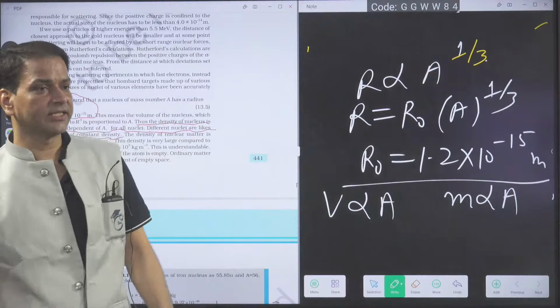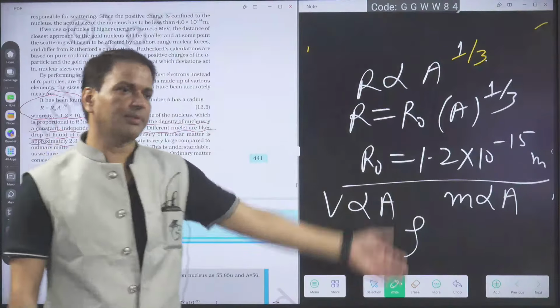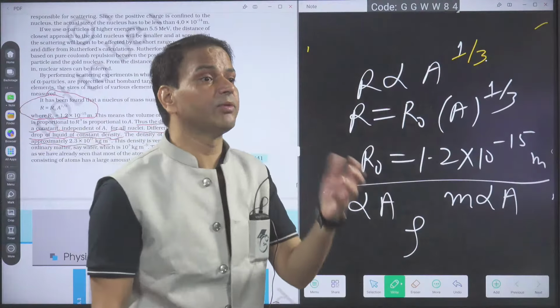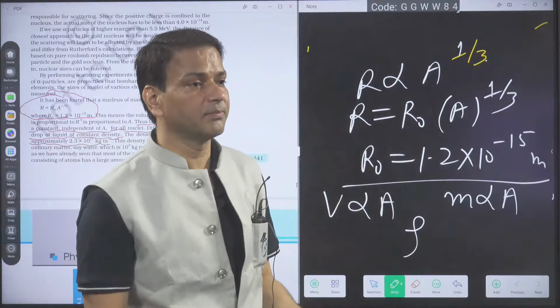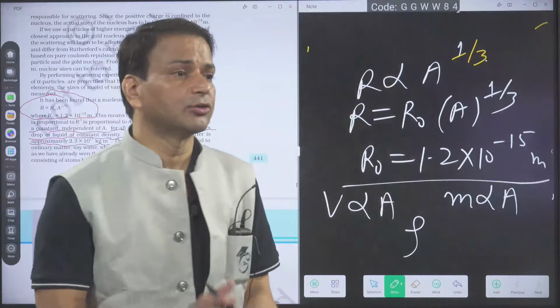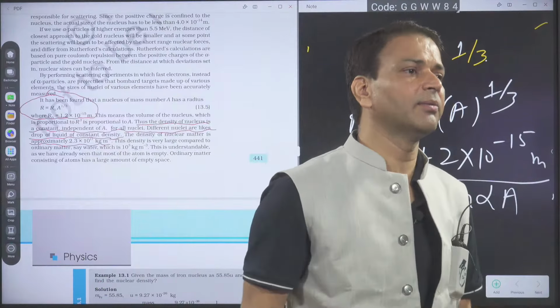So what is the density? Density is mass by volume. Mass is directly proportional to mass number. Volume is directly proportional to mass number. Then density will be independent of the mass number, because density is mass by volume, and A and A will get cancelled out. So the density of the nucleus is independent of the mass number, whether helium or uranium.